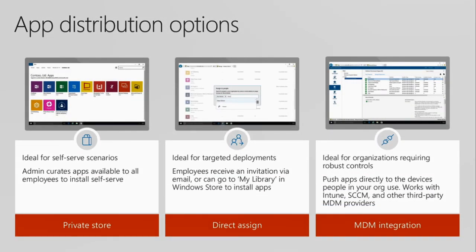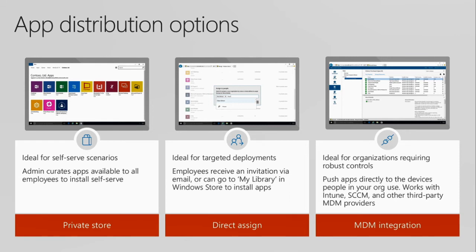So distribution. There are three distribution options, actually more than three, but we'll touch on three here. The first option is the private store. When your users in your org open the Windows Store, they'll see the consumer store just as it is. And then if they're logged in with their AAD credentials, they will see an extra tab that is private to your organization. And all the users in your organization will see all the apps published under that tab. I'll show you a demo of that shortly.